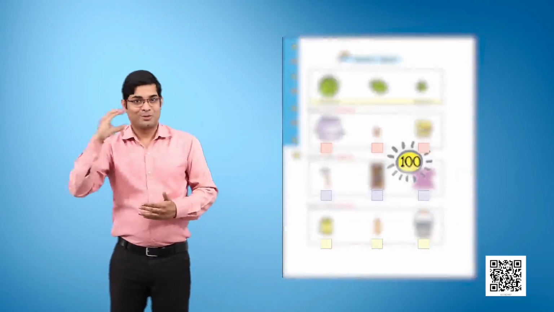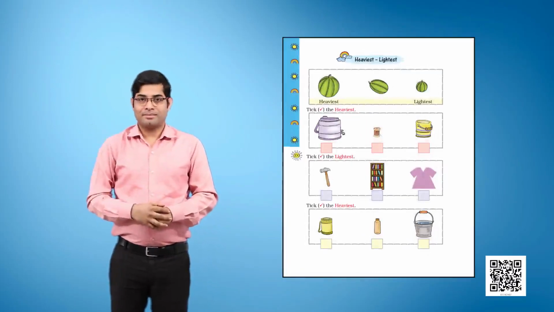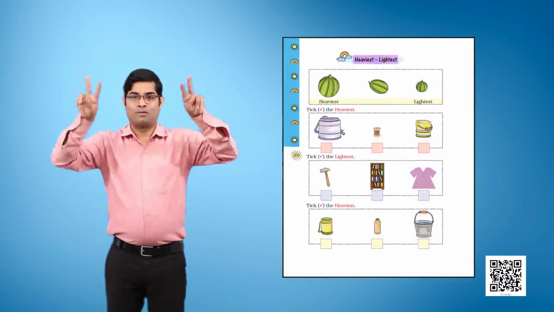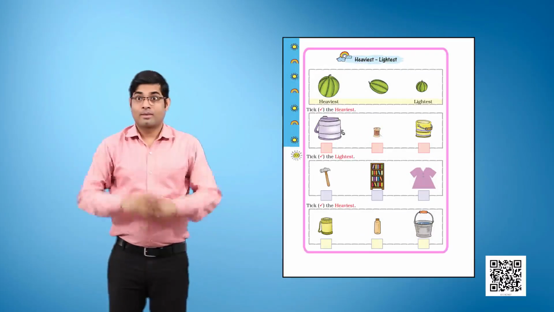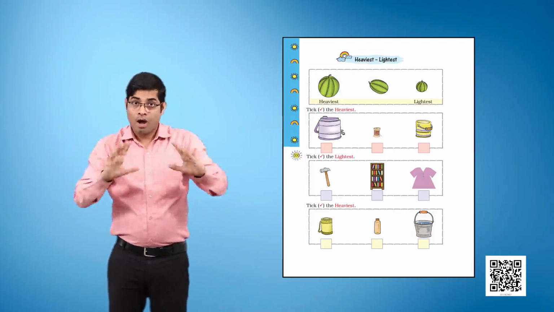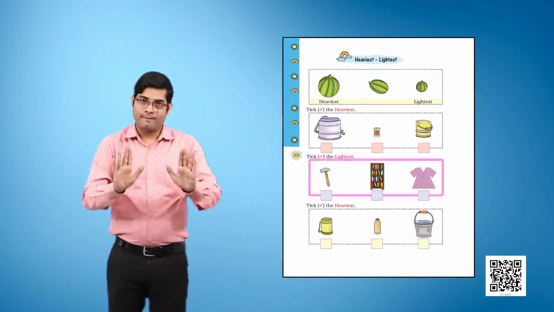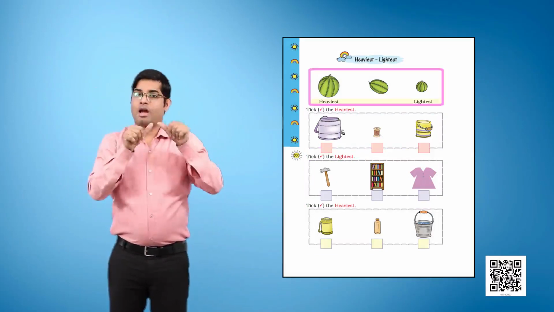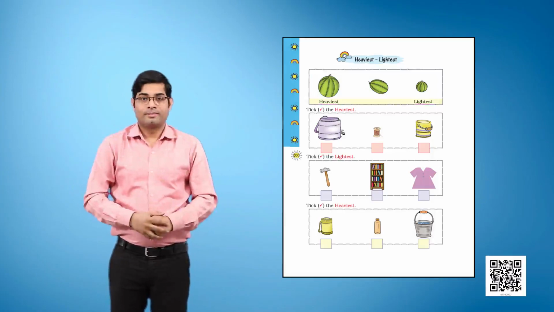Page 100. Heaviest and lightest. This page is divided into 4 parts. Each part has a question and a picture. Part 1 is solved as an example.